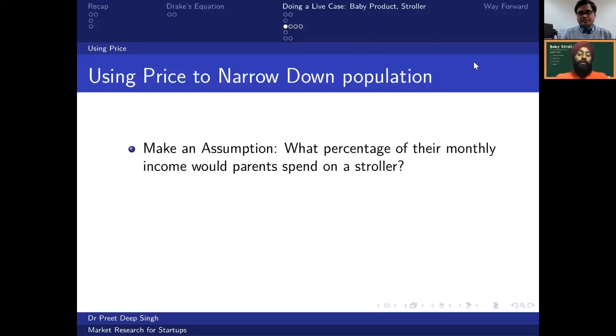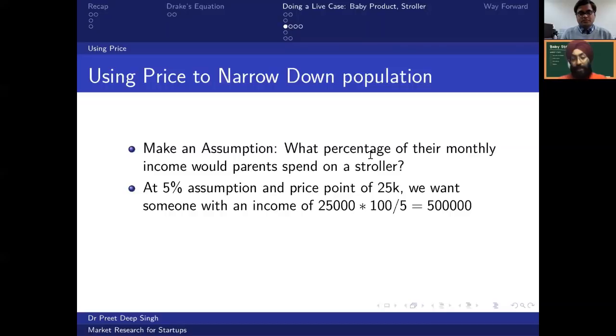Right? Okay. So you need to find out this number, whatever this number is. But let's say your price point is 25,000. What percentage of monthly income? Like let's say somebody earns 100 rupees. What percentage of their 100 rupees will they spend on a stroller? Will they spend 2 rupees, 3 rupees, 5 rupees, 10 rupees, right? So let's say we take an assumption that people spend 5% of their monthly income on the baby stroller. This might be low, this might be high, it is totally up to you.